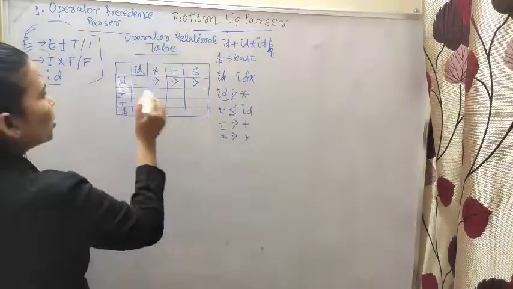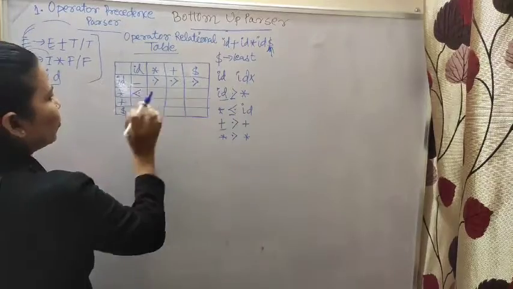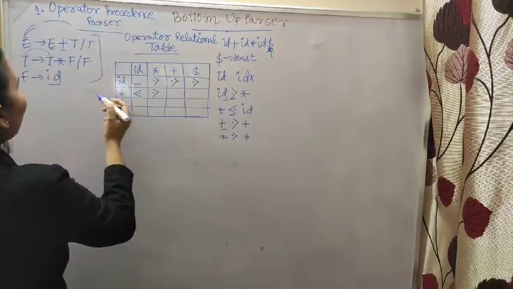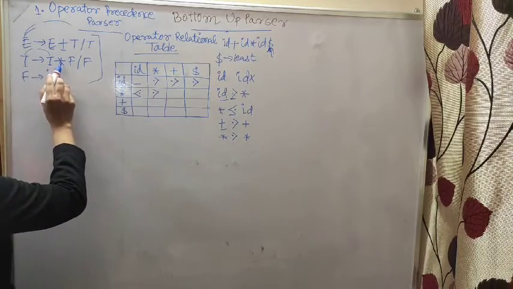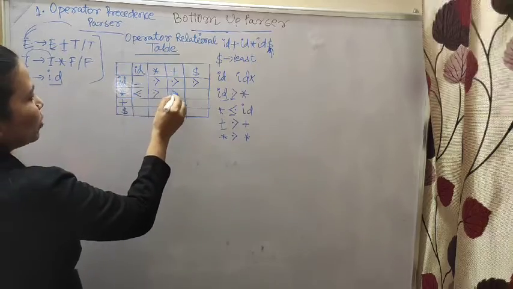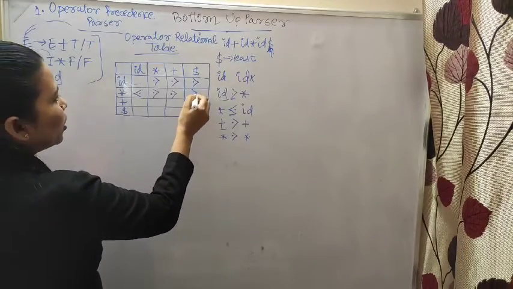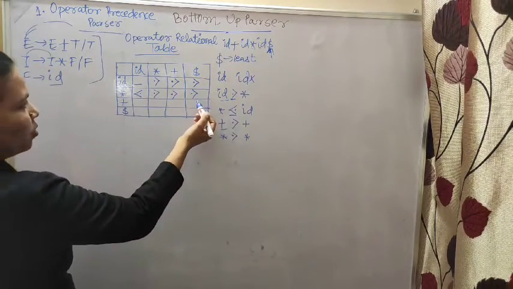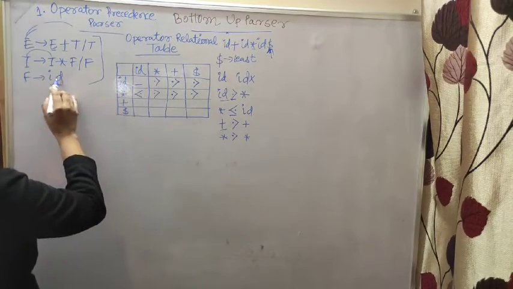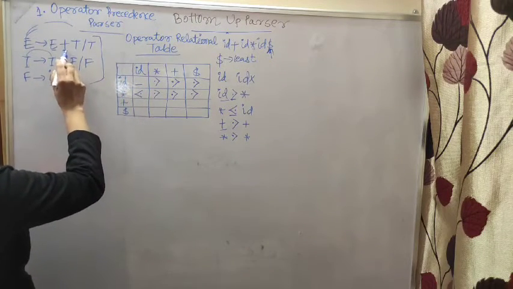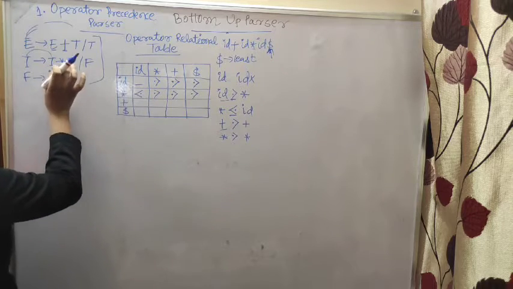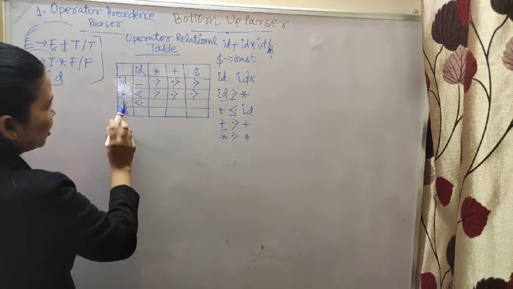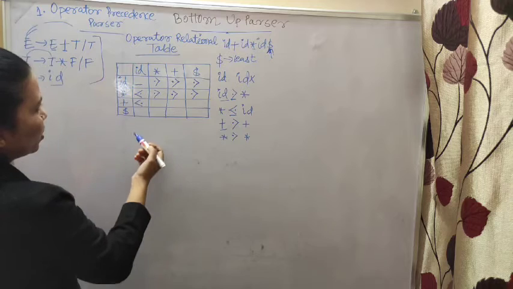Now star and ID, which one is higher? ID is higher precedence, so it is less than, that means ID side will go. Star and star, left side. Star and plus, so star is higher precedence, so star side. Now star to dollar, of course star will come first and then dollar, so star side we will move. Now plus to ID: which one is highest precedence? ID is highest precedence and plus is least precedence. So plus is least precedence, ID is the higher precedence.